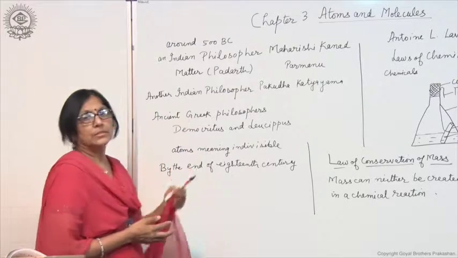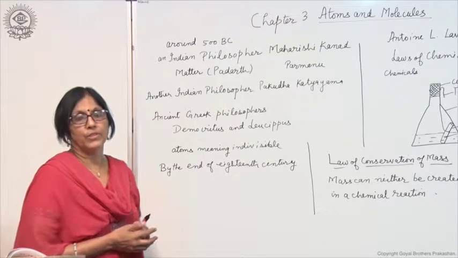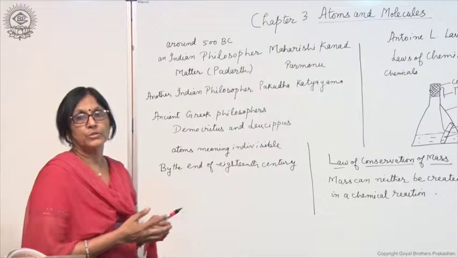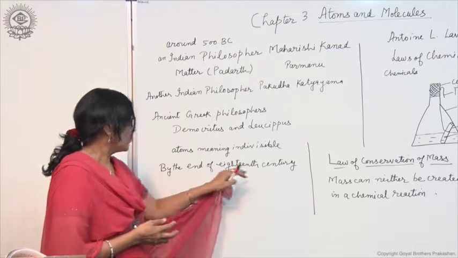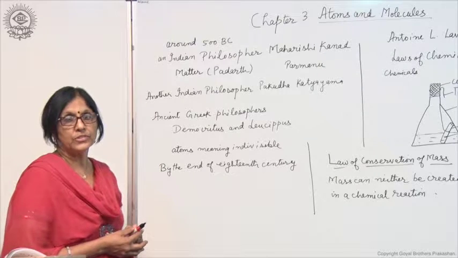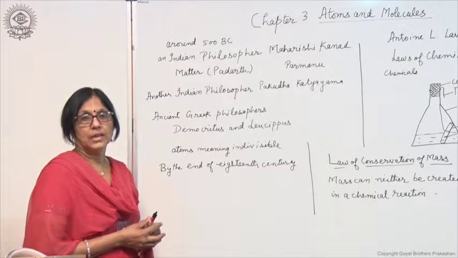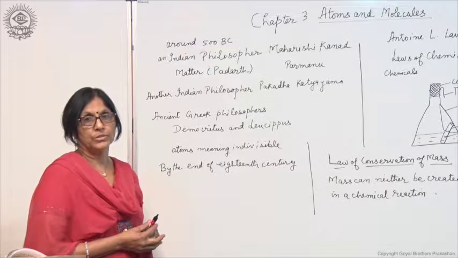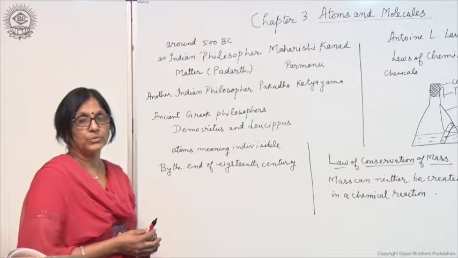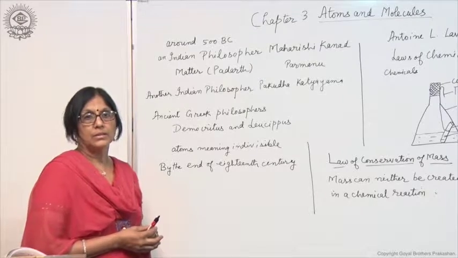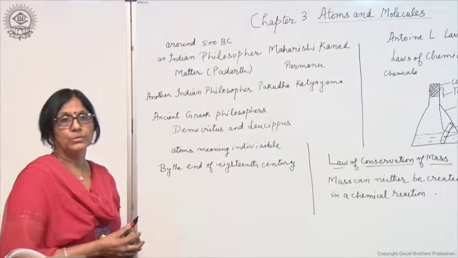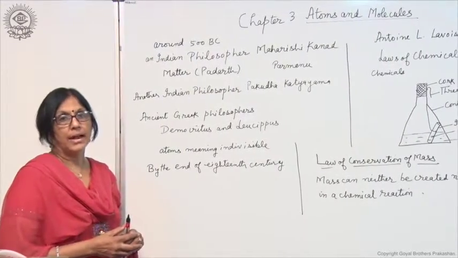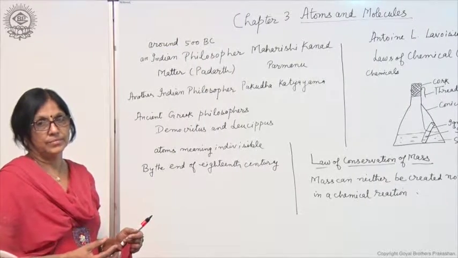But all these theories were based on philosophy, and there was no experimental evidence put forward to prove this theory. By the end of the 18th century, scientists were interested in knowing the differences between the elements and compounds. They could recognize the difference between elements and compounds, and also they tried to perform activities to study how the elements combine, why do the elements combine, and what happens when the elements combine.